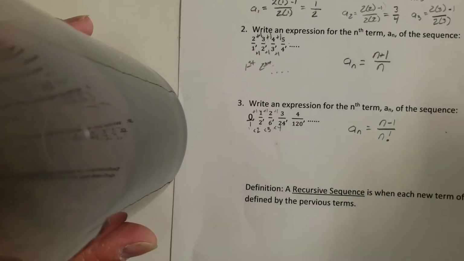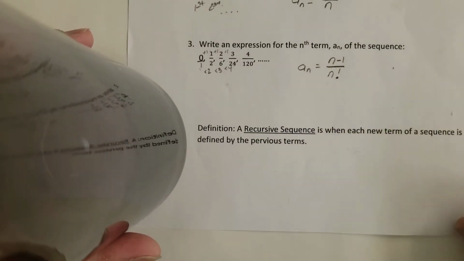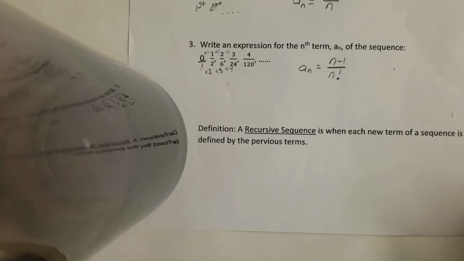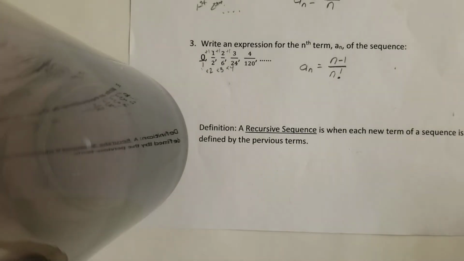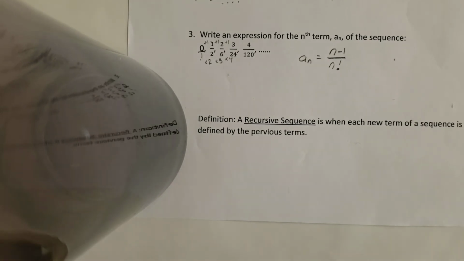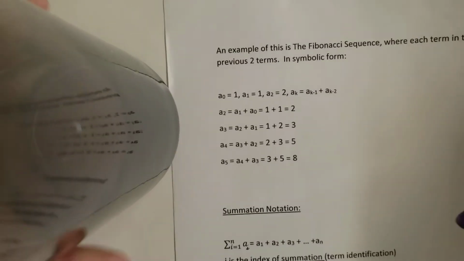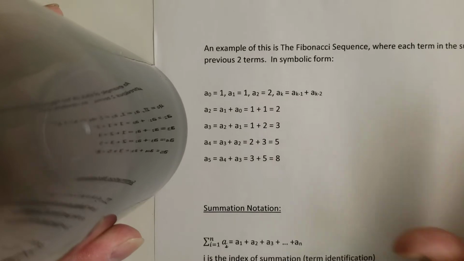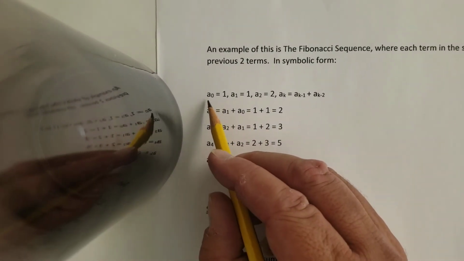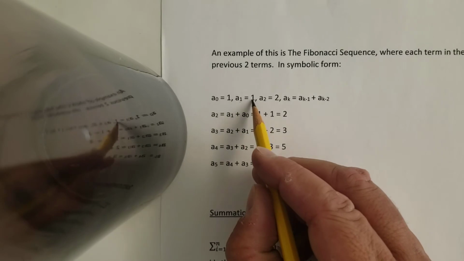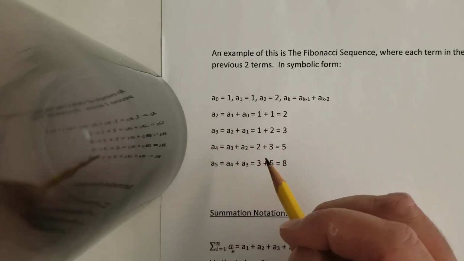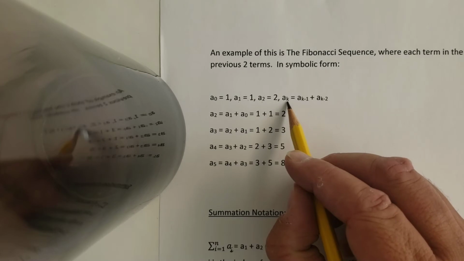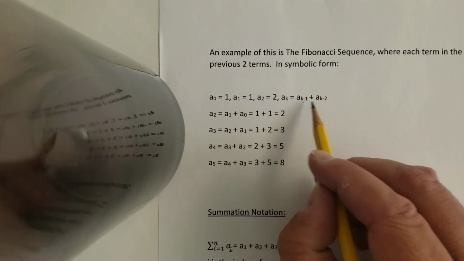A recursive definition is when each new term of a sequence is defined by the previous term, okay? And the most famous example, I'm going to say, is the Fibonacci sequence, where each term is the sum of the previous two terms, okay? And if you look, they define a sub 0 as 1, a sub 1 as 1, a sub 2 as 2. And then any subsequent term is the sum of the previous two terms.